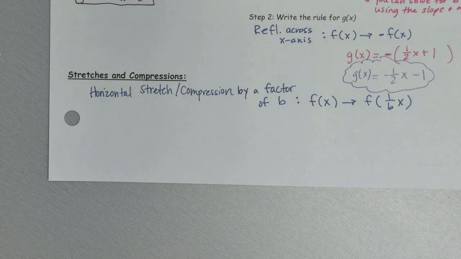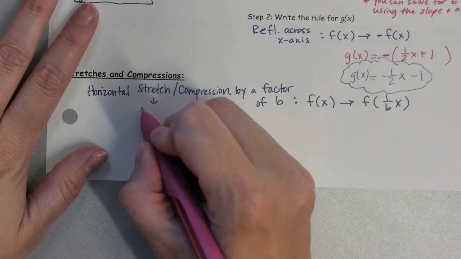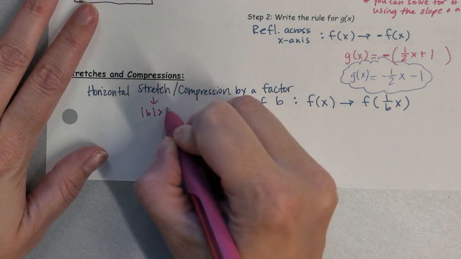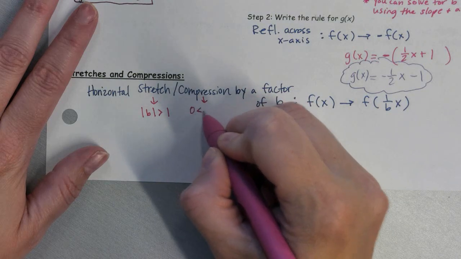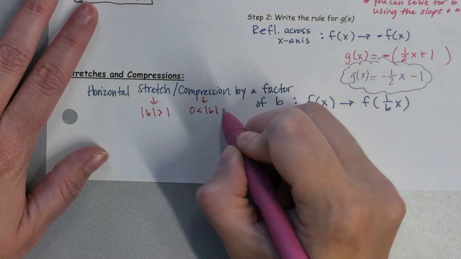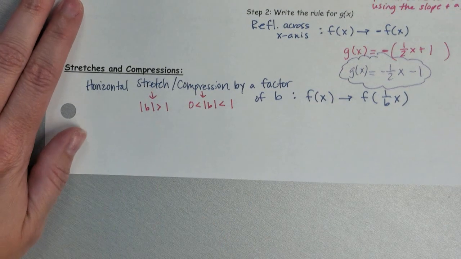Okay, now the stretch or compression, that just means if it's a stretch, your b value, the absolute value of that is greater than 1, and it's a compression if it's between 0 and 1. And they use the absolute value because it's always going to be positive.